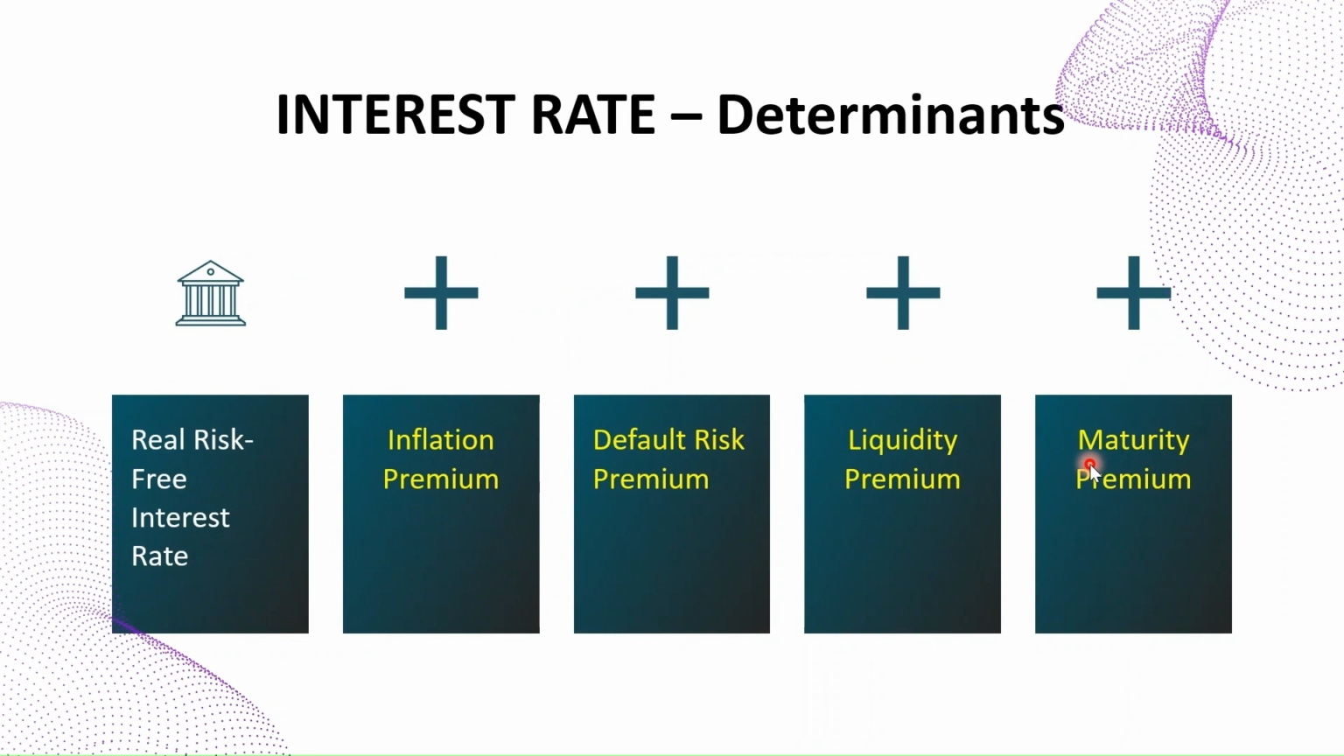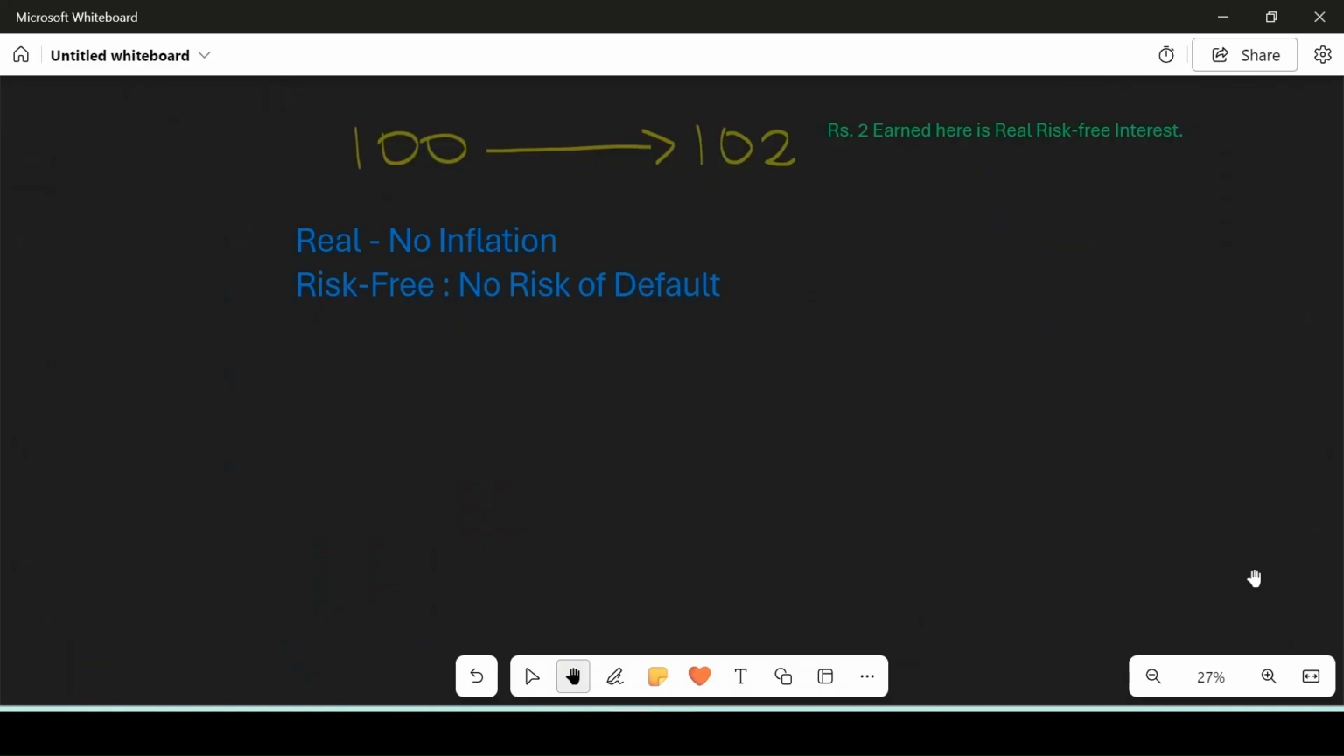What is the real risk-free interest rate? It is the compensation for postponing a consumption without any inflation or default risk. It represents the pure time value of money and it is a theoretical concept used to gauge the baseline return on investments. Let's see the explanation for real risk-free interest rate through an example.